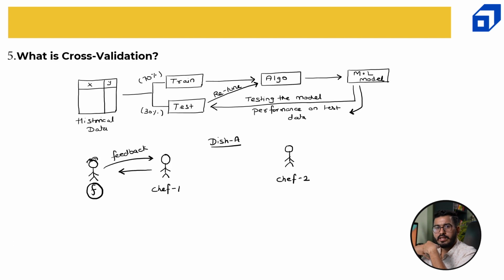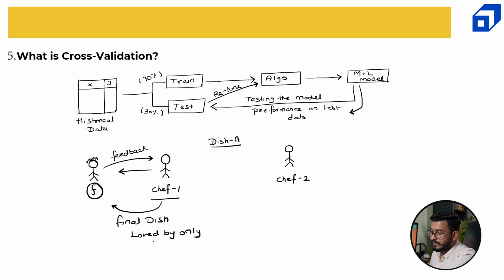Like, assume that I am cooking a dish and I am only making my friend taste it, and I am getting the feedback from my friend and making changes to my dish. Now what will happen at the end? Will I be able to make that dish loved by everyone? That is not going to happen, because that dish has been crafted, curated according to the preference of my friend. So this is the problem which is happening with chef number 1. So the final dish that chef number 1 will get will be loved by only his friend.